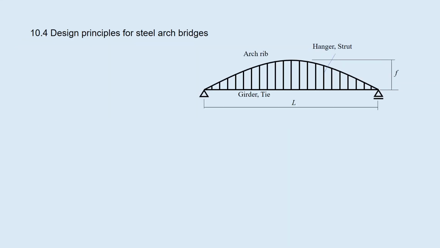10.4. There are some principles to be considered in the design of arch bridges. The steel arch bridge is widely used, in particular for long-span bridges. In general, the arch rise is about 1/5 to 1/10 of the span length L, which provides a good balance. The arch shape should be decided so that only axial force occur under the dead load.